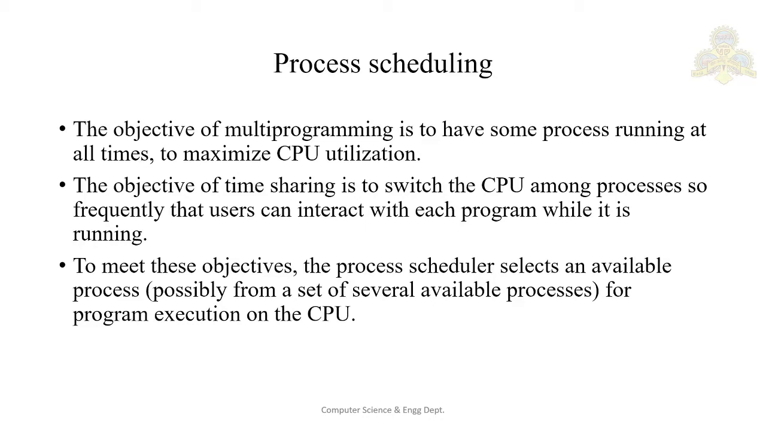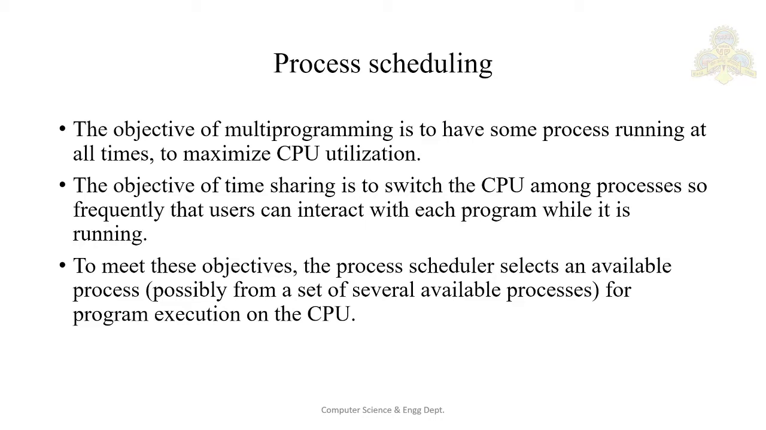Then the objective of your time sharing system is to switch the CPU among all the processes that are available so frequently that the users can interact with each other while the processes are still running. So to meet these objectives, we need something called a process scheduler. The work of the process scheduler is to select the available process.